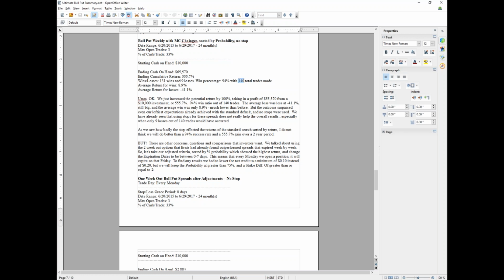Okay? So I opened 140 trades over a 2-year period. Well, you multiply 140 by essentially $8.95 for each spread to enter. No exit positions, and that would give you the subtraction of $65,570 over that time period. Okay? And I'll enhance that later too.